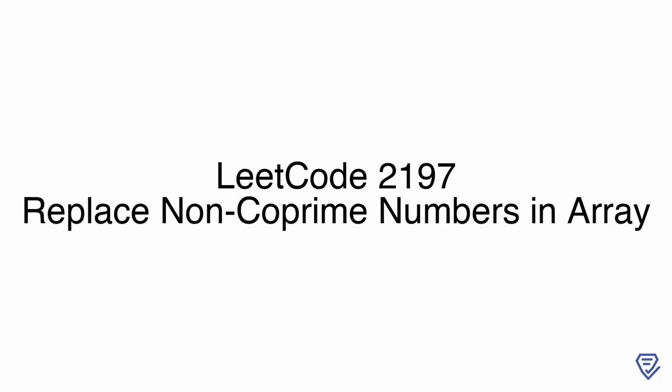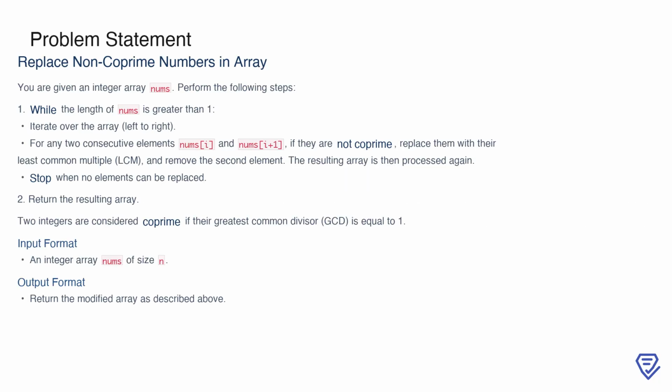Let's dive in. The problem involves an array of integers called nums. The goal is to repeatedly examine pairs of consecutive elements in the array and replace them under a specific condition. If two consecutive numbers are not coprime, that is, their greatest common divisor, or GCD, is greater than 1, they are replaced with their least common multiple, or LCM. After replacing the pair, the array is shortened by removing the second element of the pair, and the process continues. This process is repeated until no more replacements can be made. Finally, the modified array is returned.